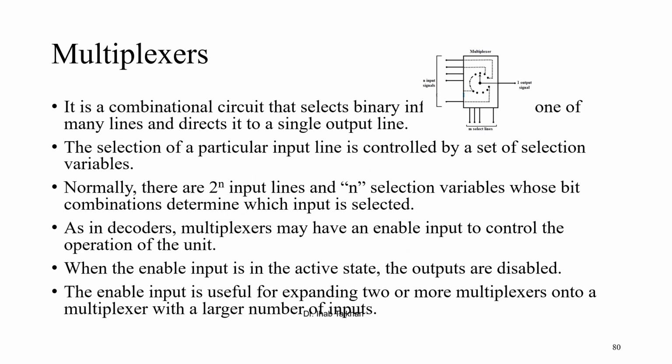In this slide, we are going to introduce the multiplexer. It is a special type of decoder. As you can see here in the figure, you have 2 power n inputs and you have only 1 output, and you have n selection lines. What does it mean? As you can see from the description here, the multiplexer is a combinational circuit that selects binary information from one of many lines and directs it to a single output line. So you have only one active line at a time.